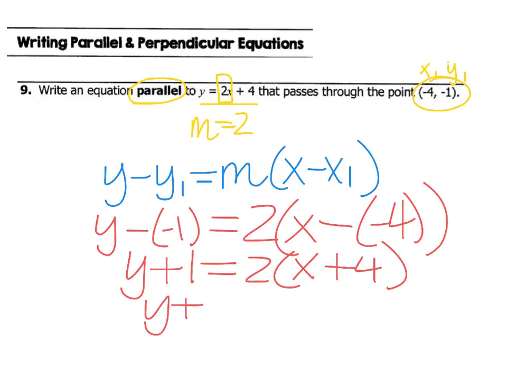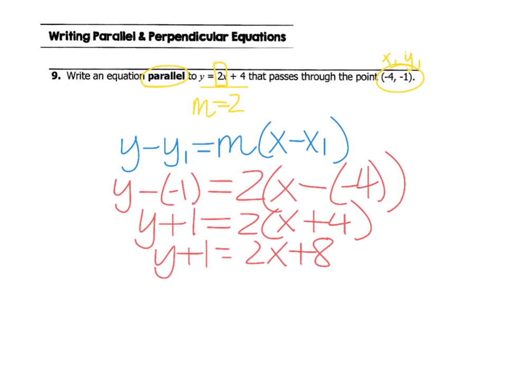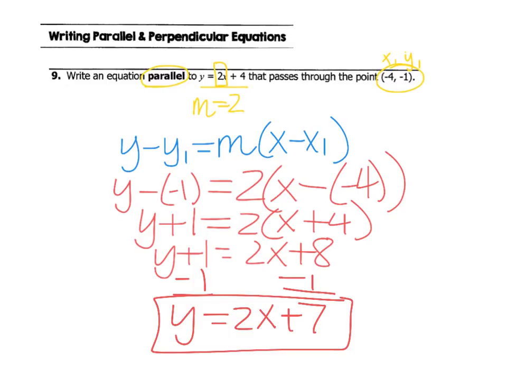We distribute on the right side. Subtract 1 from both sides. y equals 2x plus 7. All right, and there's our equation of the line. So this new line we came up with is parallel to y equals 2x plus 4 because it has the same slope, and it passes through the point (-4, -1). All right, and we're done.